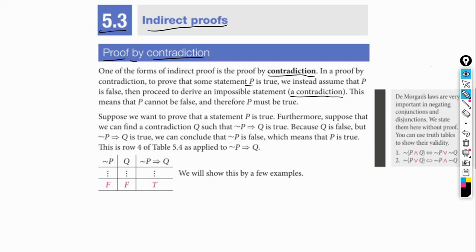Suppose we want to prove that a statement P is true. Furthermore, suppose that we can find a contradiction Q such that if not P, then Q is true. But because Q is false, but if not P then Q is true, we can conclude that not P is false, which means that P is true. So this is in words what you can see here in this truth table. So now we're going to show you a few examples.